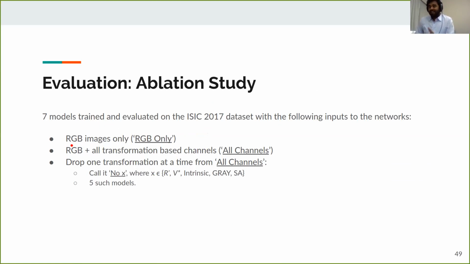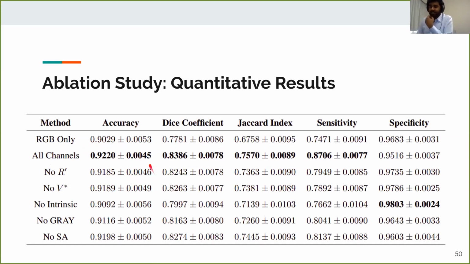The second takes all the 5 transformation outputs and stacks them column-wise to the RGB image, and we denote this as all channels. For the other 5 models, we drop one transformation at a time, denoted by no dash, where dash is the transformation output being dropped, to see how much each transformation contributes to improving the segmentation performance. Here are the quantitative results.